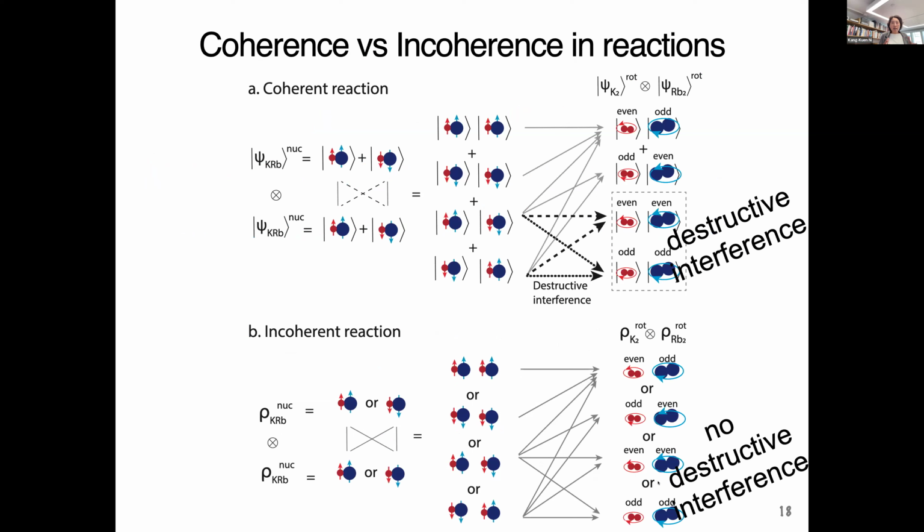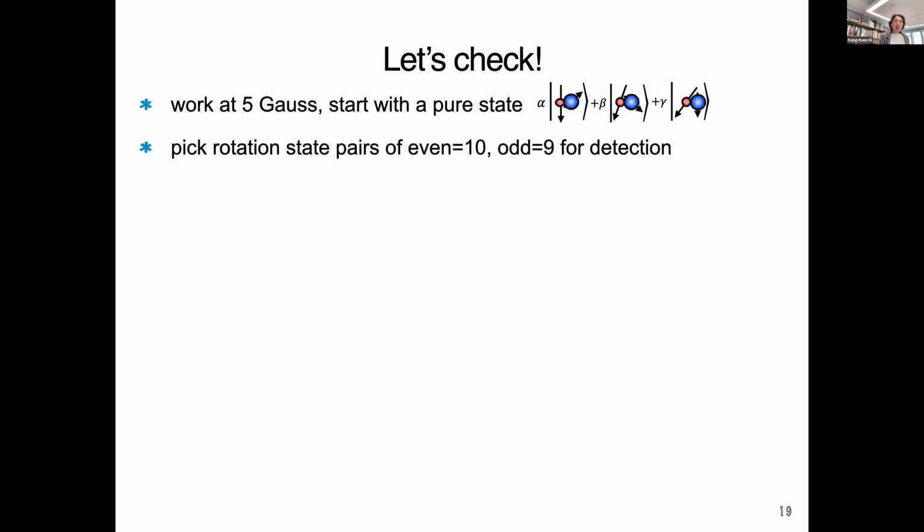Okay. So now we have a way to distinguish whether the reaction outcome would maintain coherence or not by looking at whether we see destructive interference or not in specific parity channels. In our case, we work with 5 gauss and start with a pure state, which has a combination of alpha, beta, gamma superposition. It's not exactly this spin-1/2 situation, but nevertheless we can do the same math. We pick a rotation state pair to represent our even and odd parity, the ones that have the most outcome.